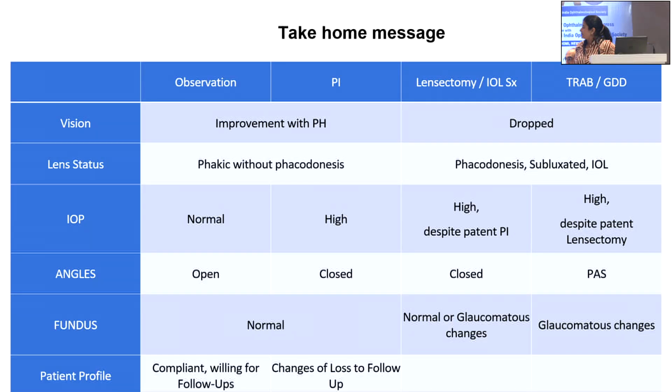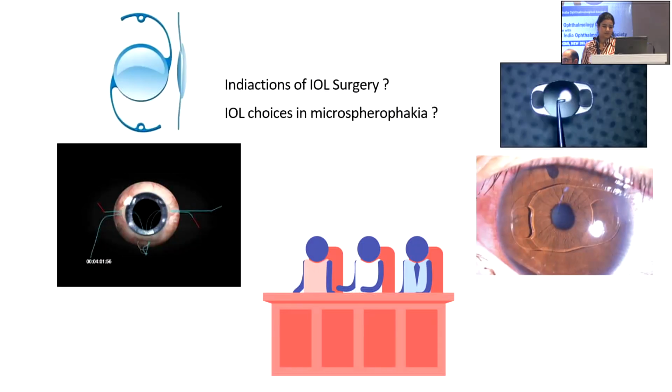The take-home message is that observational PI can be done initially, wherein the IOP is normal and angles are open, but lensectomy may be required if the IOP is high despite a patent PI or there is phacodonesis or subluxation, since the main seat of pathology is the zonular weakness. Then the question comes about the indications of IOL surgery and IOL choices. So it can be a scleral fixated IOL.